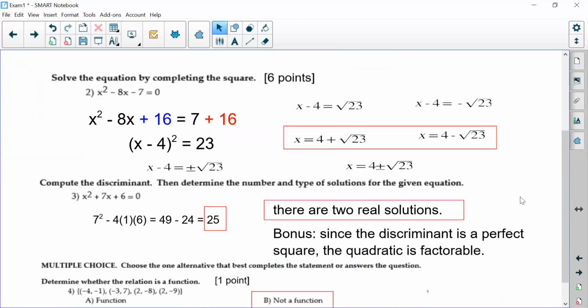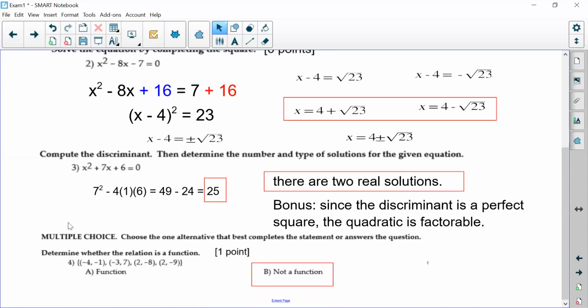Number three, figure out the discriminant and tell me what it means. So the discriminant is b squared minus 4ac when the quadratic equals 0, which is what this one does. So 7 squared minus 4 times 1 times 6 is 25, and 25 is a positive number, so there are two real solutions. If 25 were a negative number, there would be two imaginary solutions, and if this were 0, there would be one real solution.